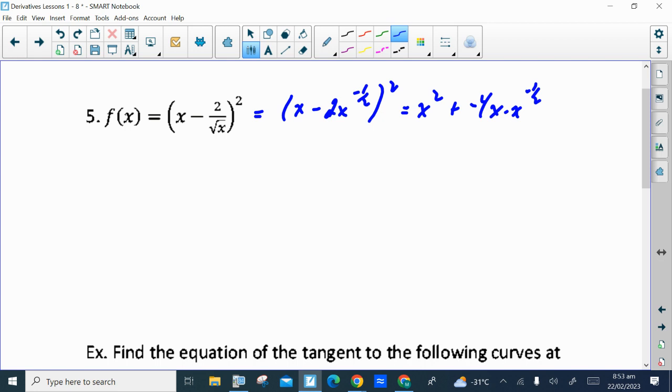And then you square the last term. When you square the -2, you're going to get +4. And the x to the -1/2 also has to be squared. So that's what I'm showing. Square the first term, multiply the two terms together and double, and then square the last term.